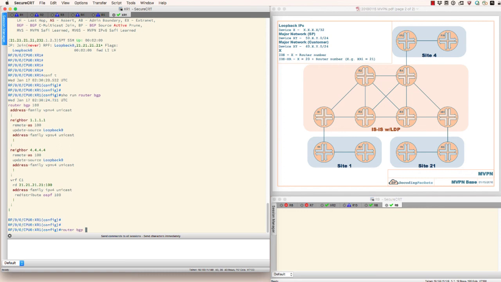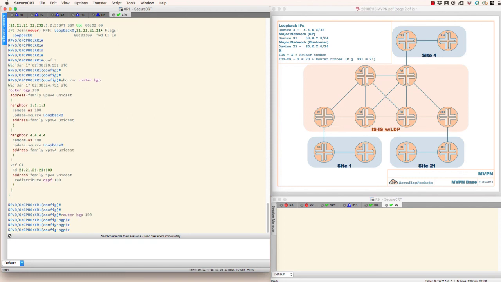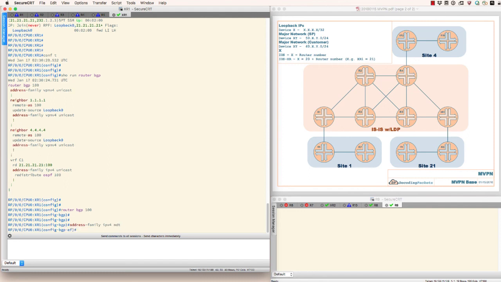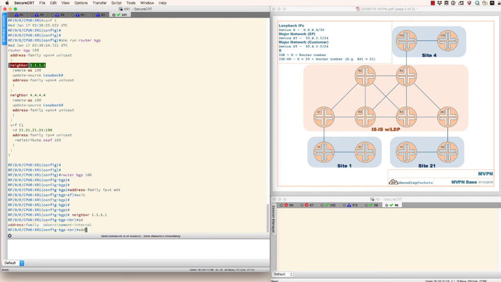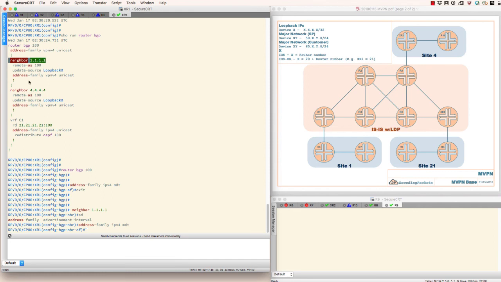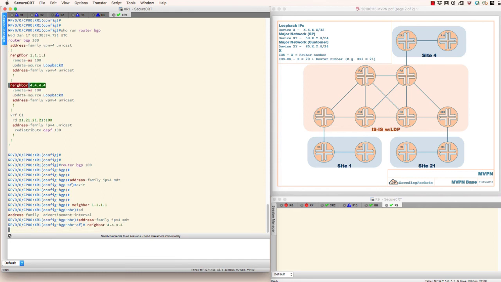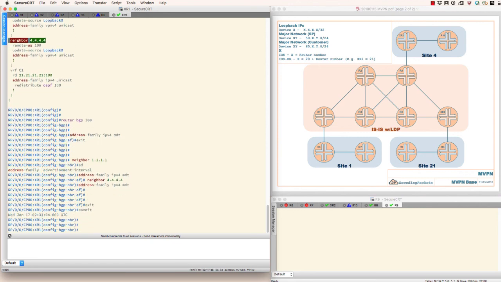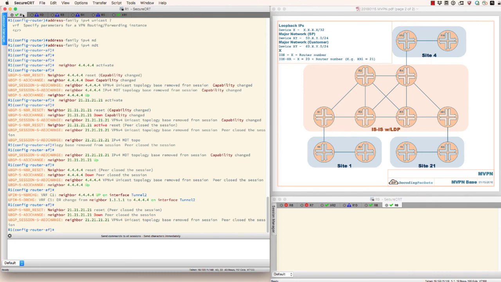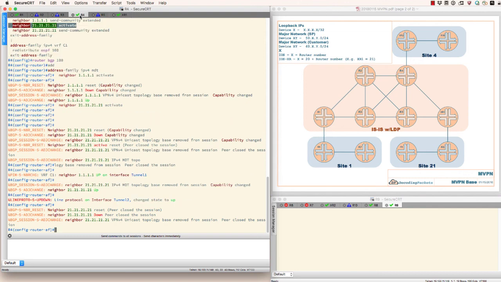We'll say router BGP 100, address family IPv4 MDT, and under each one of the neighbors, address family IPv4 MDT. So there we go, that is committed. Hopefully on R1 and R4 we start seeing BGP come up as a neighbor.